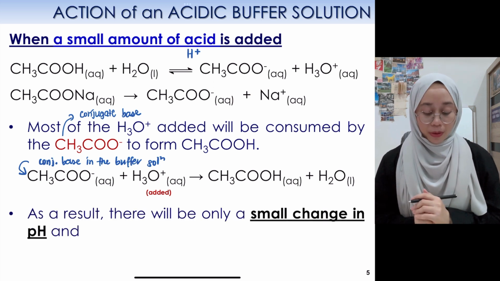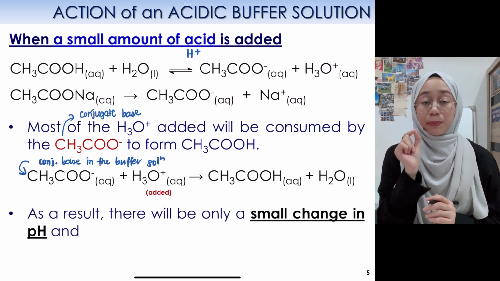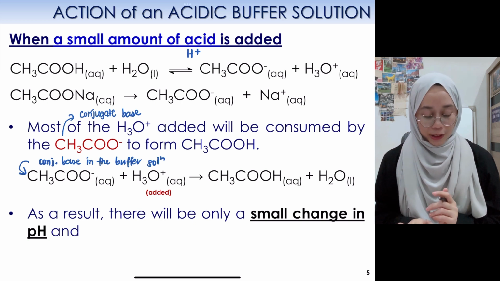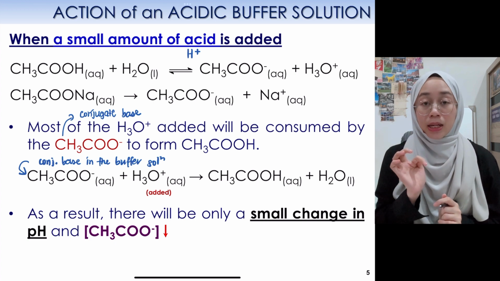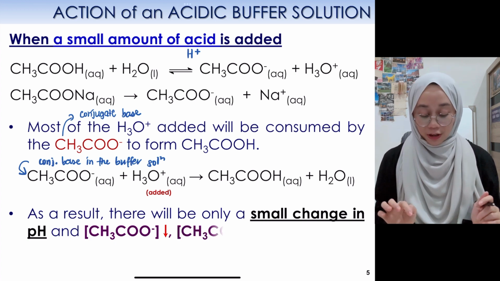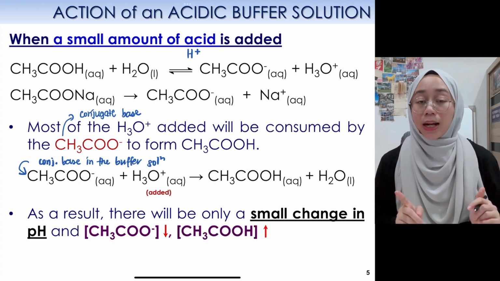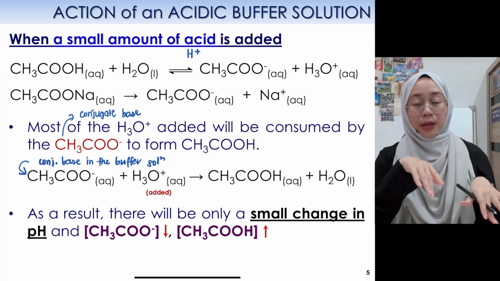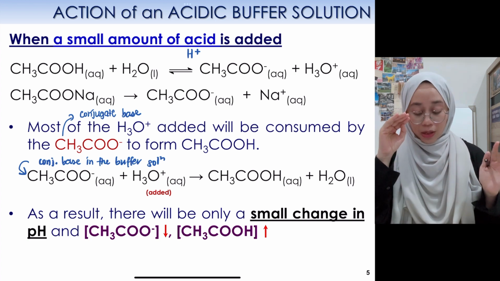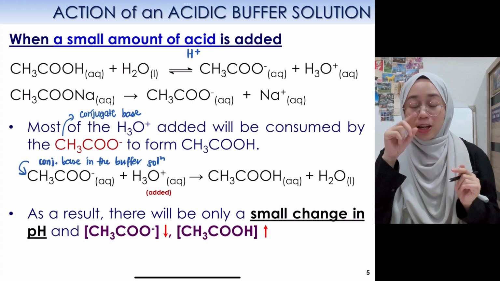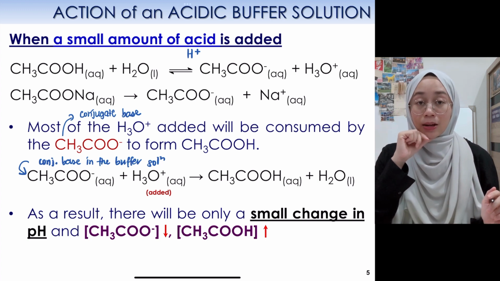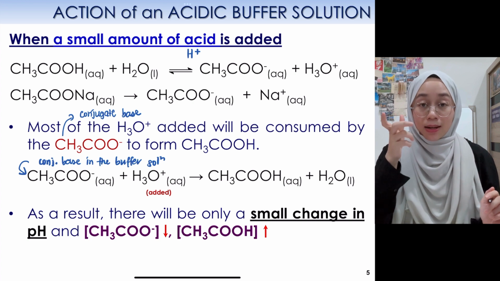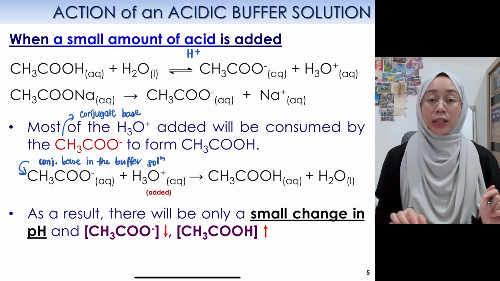Next, as a result, there will be only a small change in pH. We will also see that the concentration of our acetate ion slightly decreases, meanwhile the concentration of our CH3COOH slightly increases. It might not be that obvious yet how the pH changes only very little. Later when we look at the calculation part, you will see how small the changes are when we add acid or base.